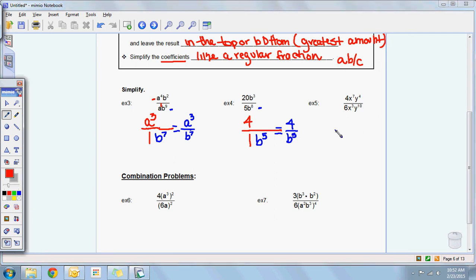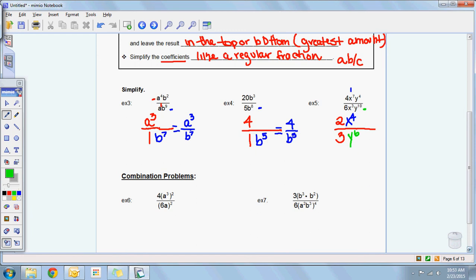So we have our coefficients, 4 over 6. If you use your ABC button or figure out how to simplify that, you would get 2 over 3. All right, and then we're going to look at our x's, our like bases. So we have x to the 7th and x to the 3rd. I'm going to subtract. There's more on the top, so I'm going to have x to the 4th on the top. And then I'm going to take my y's. So I have y to the 4th, y to the 10th. I'm going to subtract. I get y to the 6th, and there's more on the bottom, so I'm going to put y to the 6th on the bottom. And then you're all simplified.